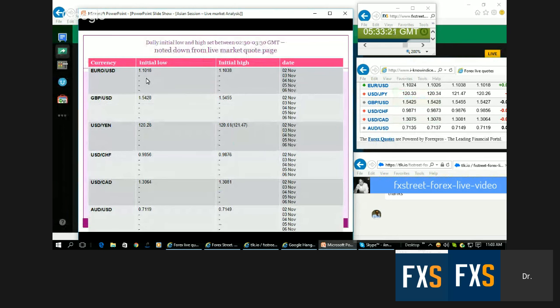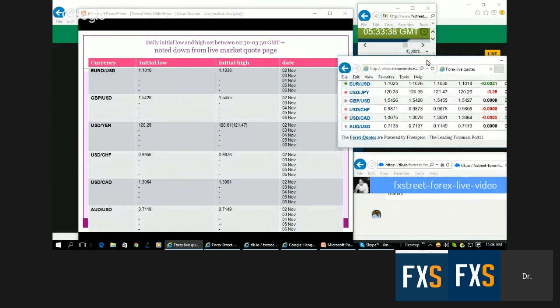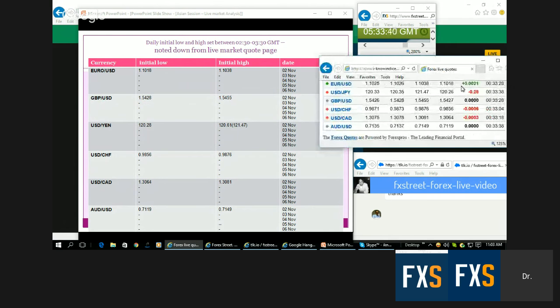Now, these are all the initial lows and highs I have noted down by 3:30 GMT today. And a day means a 24-hour cycle. We follow that day using the GMT time frame. So it is the initial low 1.1018, and you can compare it with the live market page.